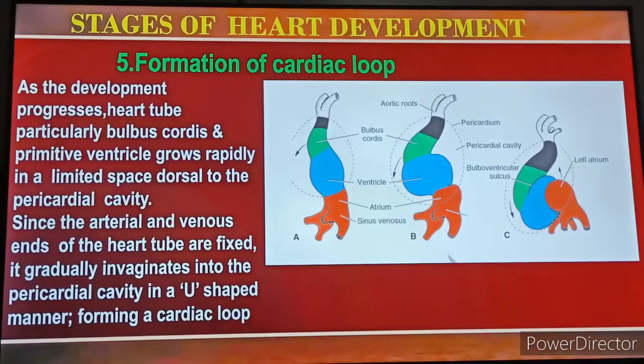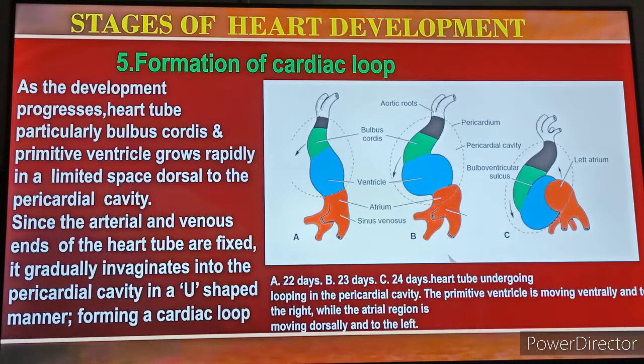This is the diagrammatic presentation where we have the bulbus cordis and the primitive ventricle rapidly developing, and we don't have space dorsally, so what we're going to have is a U-shaped structure, because the arterial end up there at the aortic root and the venous end are fixed ends. So it happens from the 22nd, 23rd and 24th days of development, when we form the loops, by the influence of fast growth of the bulbus cordis and the primitive ventricle.